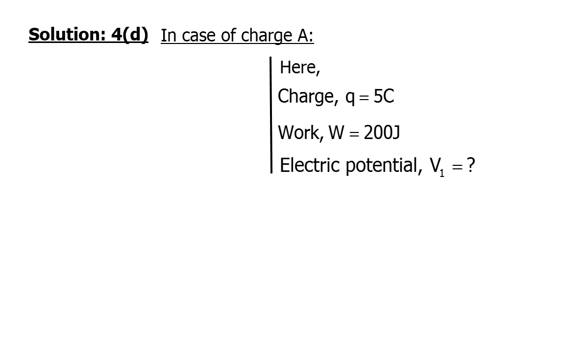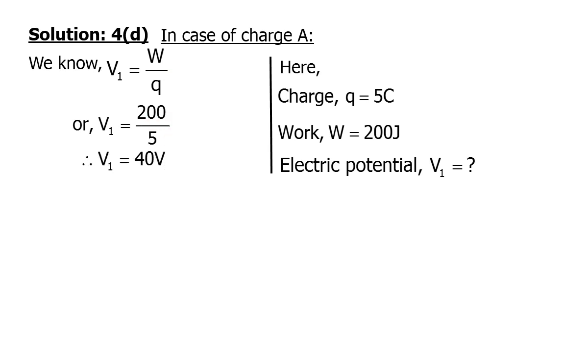in that question we have to consider the bringing charge, which is bringing from infinity to any point of electric field, and the bringing charge is here 5 coulomb, and to bring the 5 coulomb charge 200 joule work is done. So if we apply the formula of electric potential, which is V equal to W by Q, we consider here the electric potential for charge A is V1. If we put the value of W and Q, then we can write V1 equal to 200 by 5, and the result of electric potential for the charge A will be 40 volt.